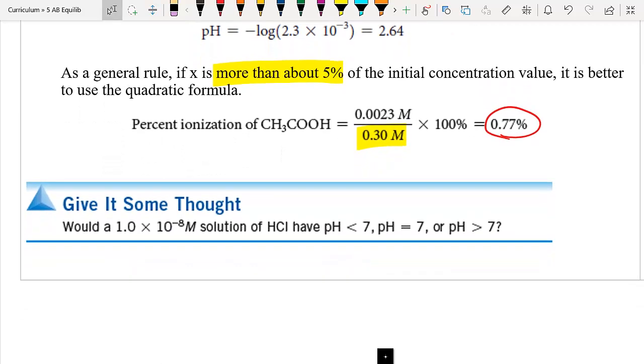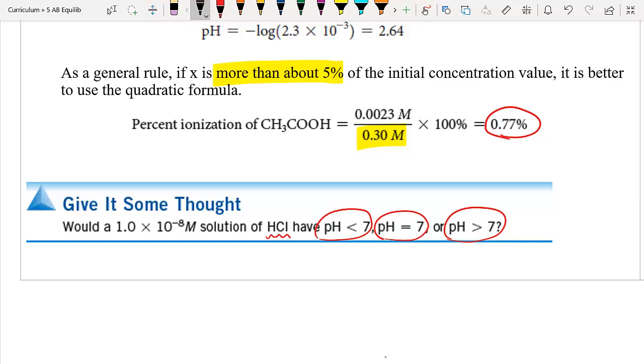So last idea here, give it some thought. If we have a 1 times 10 to the negative 8 molar solution of hydrochloric acid, and we know it is going to have a pH either less than 7, equal to 7, or greater than 7, well, let's just consider what is going on. 1 times 10 to the negative 8 molar. This is an incredibly small concentration of our hydrochloric acid.